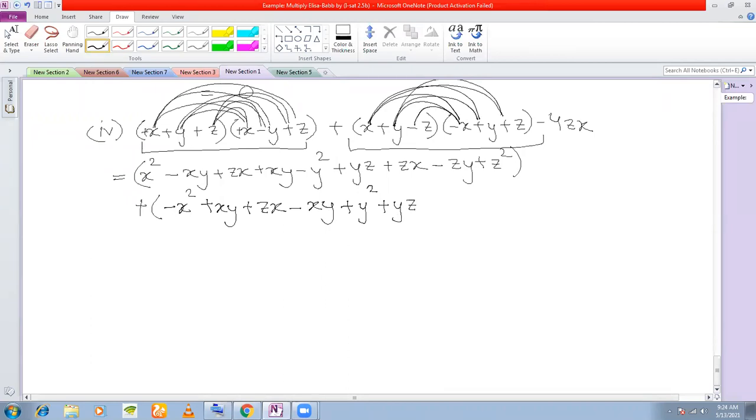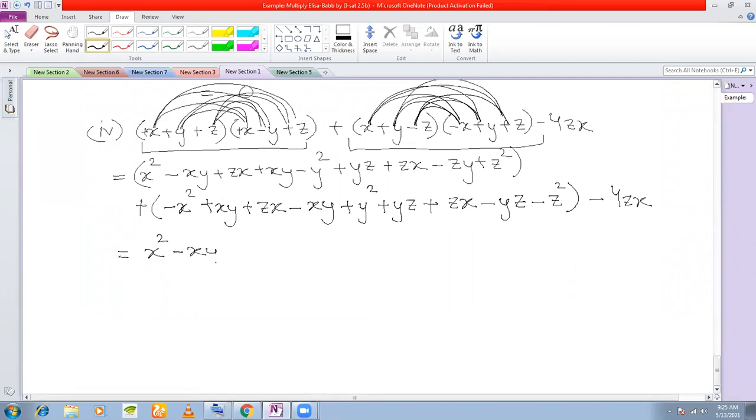Minus z and minus x, minus minus will combine to give you a plus zx. Minus z and plus y will give you a minus yz. And finally, minus and this plus will combine to give you a minus z square. And you write minus 4zx as it is. Now we are going to open the brackets and then look for like terms.